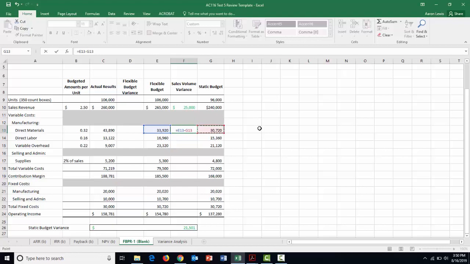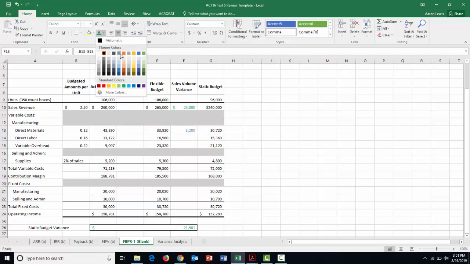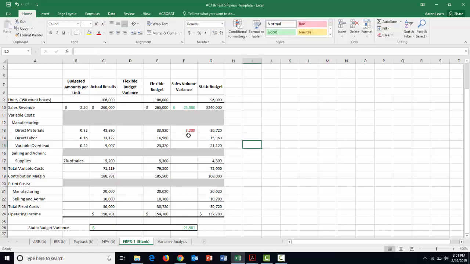We proposed we were going to spend $30,720, which means we got a difference of $3,200. That number means we are spending more than we planned on for direct materials. That's always going to be the case when your flex budget units is higher than your static budget units. We can go right down the line and fill in each thing this way.